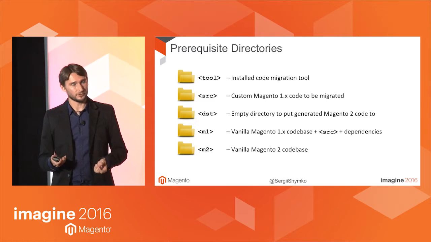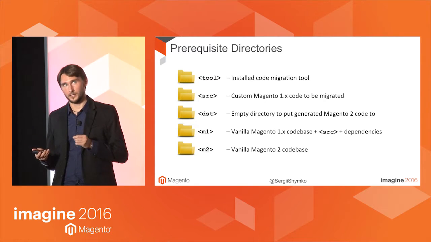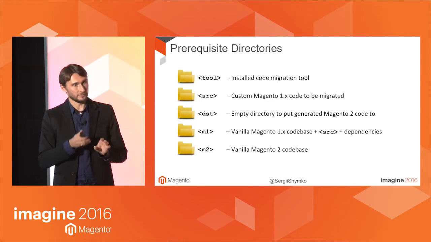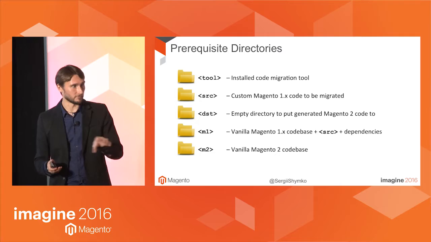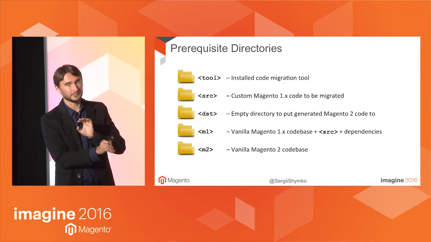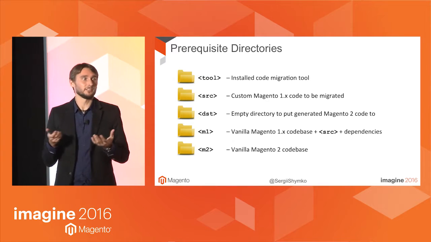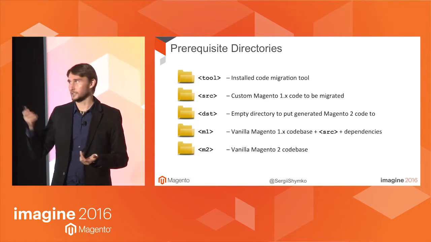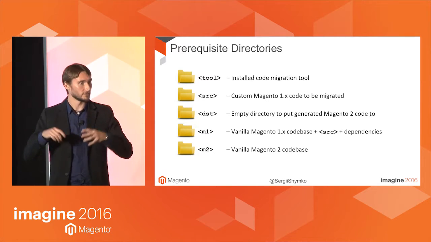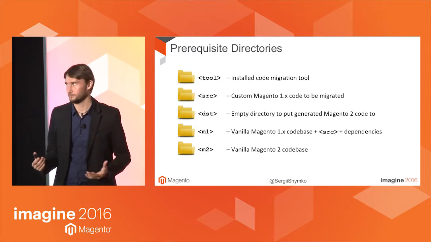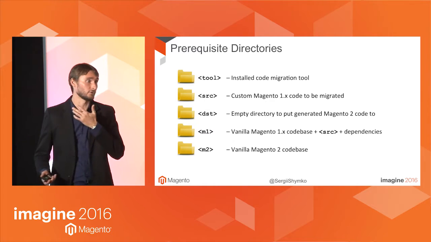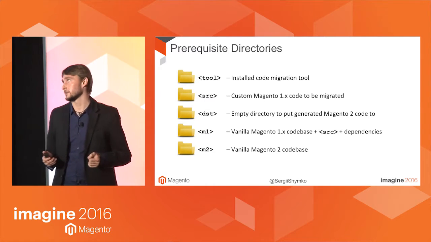Sometimes you may want to migrate modules in isolation from their dependencies. If this is the case, if you want to migrate a module for whatever reason, just to try it, but don't want to migrate its dependencies, the tool still needs to have access to these dependencies, and that's where you put them, in the M1 directory. It pretty much contains your full Magento 1 code base. All right, and the Magento 2 directory, that's just the Magento 2 code base. That's it, nothing tricky there.